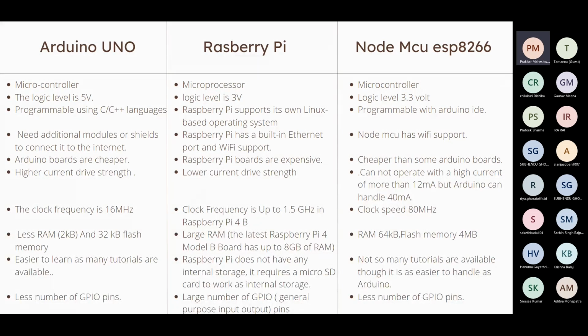But if you talk about flash memory again, in case of Arduino, it's just 32 KB. In case of Node MCU, 4 MB, it's very much high. But if you talk about Raspberry Pi, then it can support way more than that. In case of RAM, the Raspberry Pi can support up to 8 GB RAM.